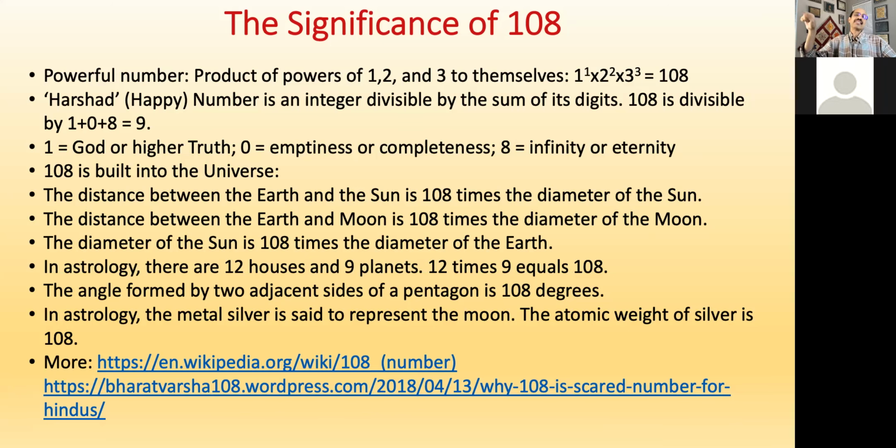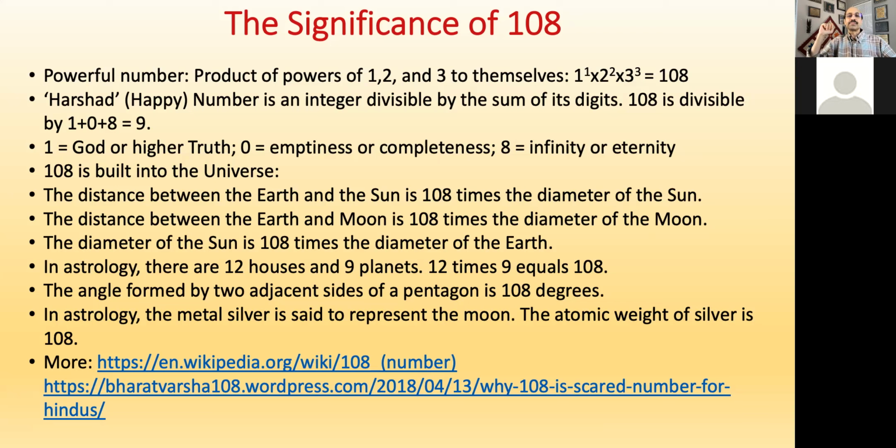So zero is a circle. It's complete in itself. But it's also empty, because it doesn't have any value. Yeah, it is empty inside the circle, and it doesn't have any value as such. So you can either treat it as emptiness or completeness. And 8 is a symbol for infinity, right? If you flip it horizontally, 90 degrees, you get infinity. So 108 has that kind of significance also.